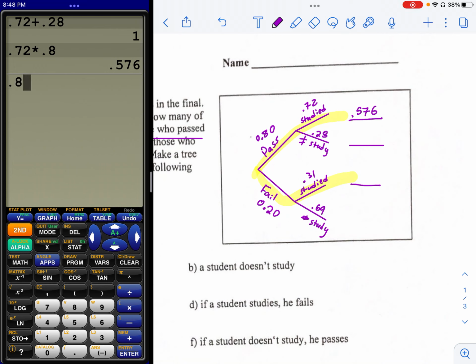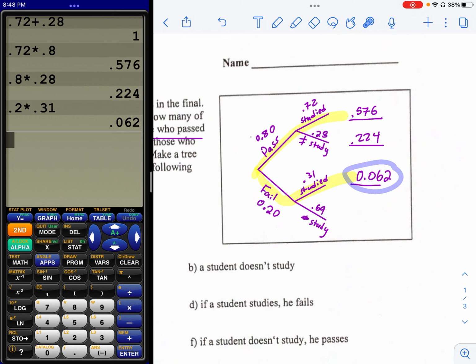We could do this for every branch, actually, and it'll probably help us. So 0.80 times 0.28 would be this branch right here. We're not really looking at this one right now, but I just thought I'd put it in there for kicks. Then this branch is 0.2 times 0.31. So only 6%, 0.062. So what does that mean? This is for all of his students. 6% of them studied, but they failed. So not many. And the bottom route would be you failed and you didn't study. So 0.20 times 0.69. So that's 0.138.